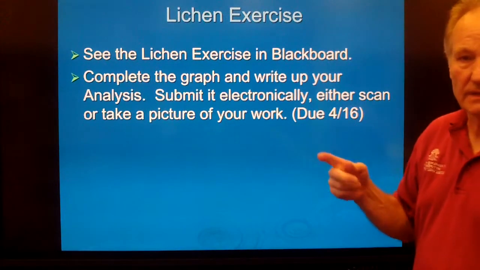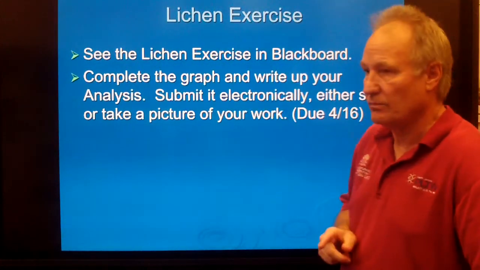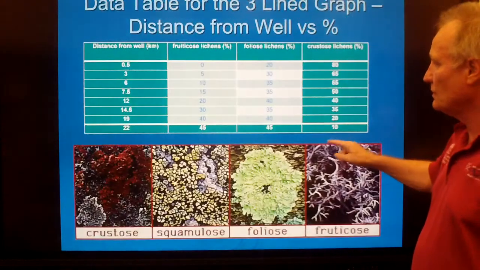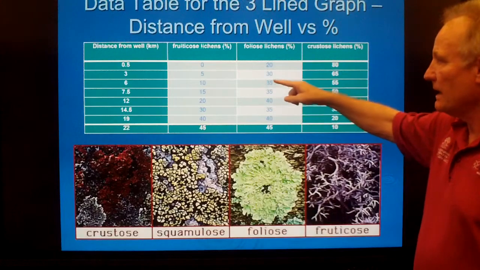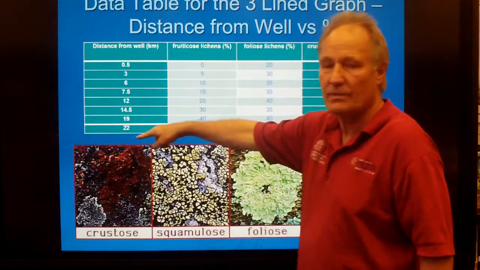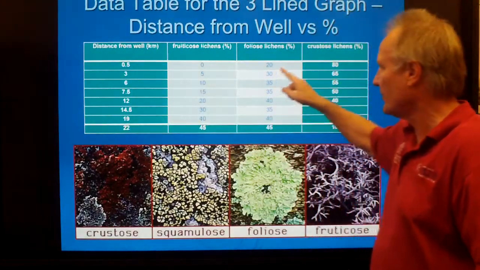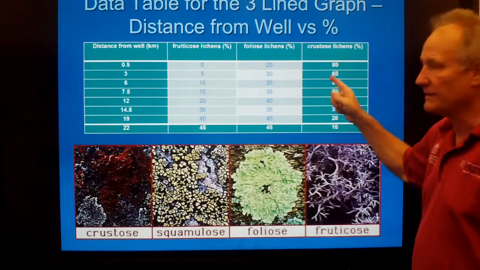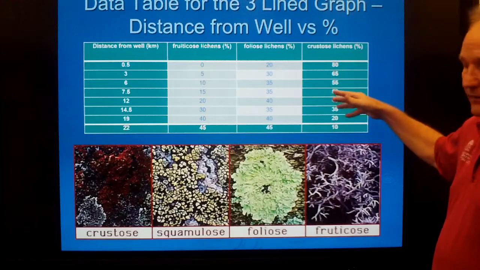So what you have is an exercise on Blackboard called the Lichen Exercise, and I'll ask you to look at these data and graph the distance from the well as the x-axis, and then three lines, with fruticose, foliose, and crustose lichen, a line for each one of those.